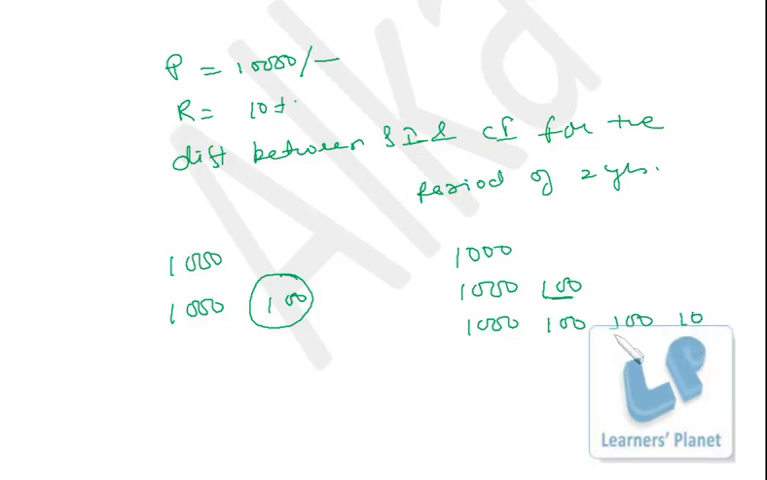That is rupees 10. So what is the difference between compound interest and simple interest? This is simple interest and this entire thing is compound interest, so the difference is just this, that is 310 rupees. So you don't need any formula. For 2 years the difference is 100, for 3 years the difference is 310 rupees. I just come here once again.